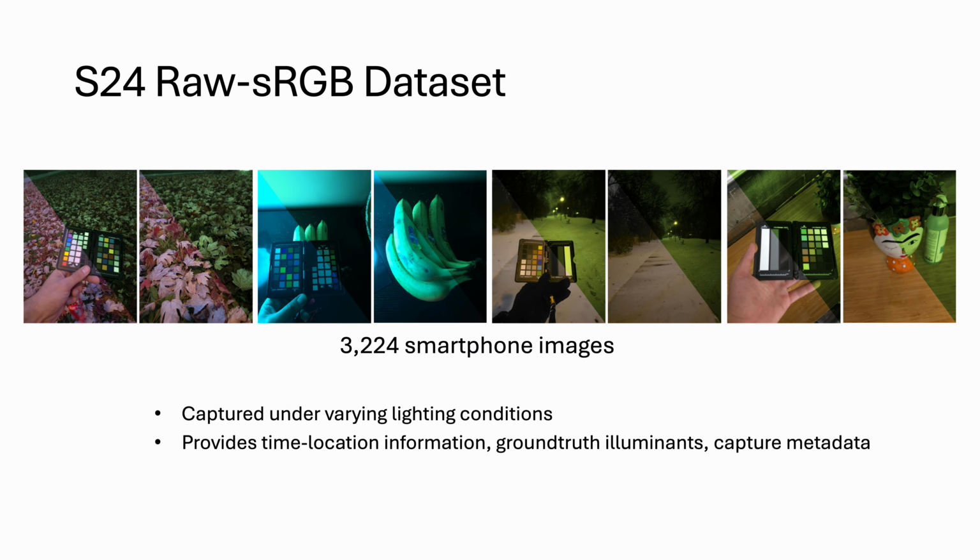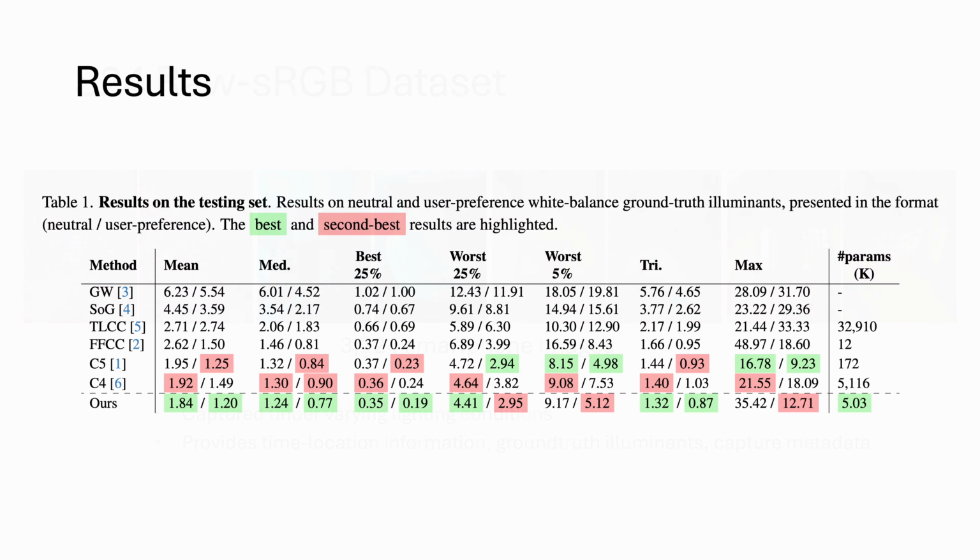Since no public dataset contains raw images paired with time location information, we build our own. Our dataset spans diverse indoor lighting setups and outdoor weather conditions with an enriched set of metadata. Our method achieves accuracy comparable to state-of-the-art models, yet requires only about 5,000 parameters.